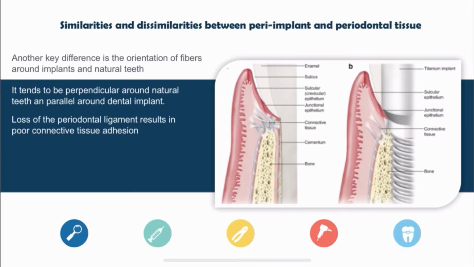Another key difference is the orientation of fibers around the implant and natural teeth. Because of the presence of the cementum, Sharpey's fibers are allowed to be perpendicularly directed on the surface of the tooth, while lack of cementum will cause the fibers to originate from the crest of the bone to the junctional epithelium in a parallel direction with no direct contact between them. Loss of the periodontal ligament results in poor connective tissue adhesion and poor mechanical resistance to forces.